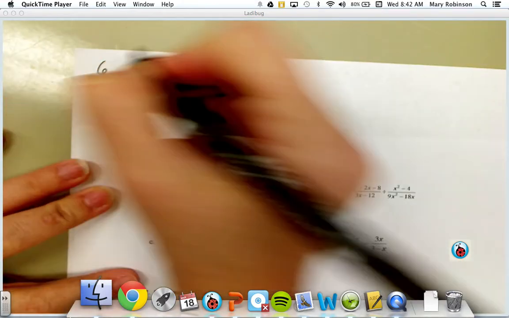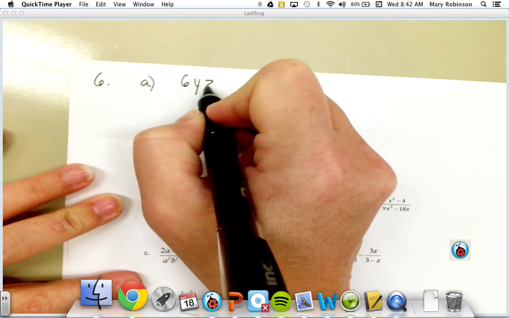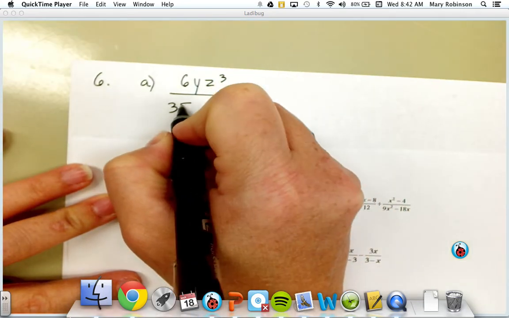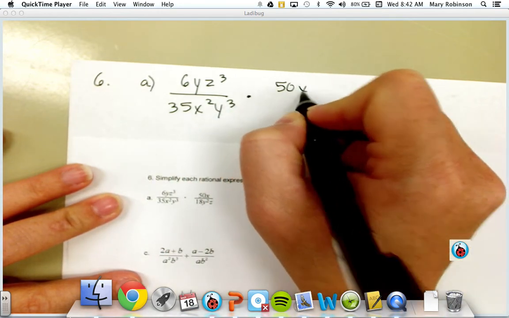There's not really enough room to do these on the review adequately, so I'm going to do them on a separate sheet of paper. I recommend that you do your work on a separate sheet as well.